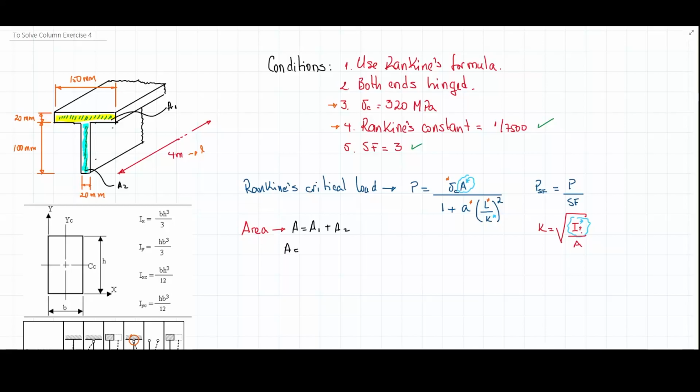Then A1 is going to be 150 millimeters times 20 millimeters. I can decide whether to work with millimeters or meters, and let's keep working in millimeters because I know that megapascals translate straight to Newton per square millimeter. So 1 megapascal is 1 Newton per square millimeter. So it's going to be 150 millimeters times 20 millimeters, that's the first one, plus area 2, which is going to be, these are the bases, 20 millimeters times the height, which is going to be 100 millimeters.